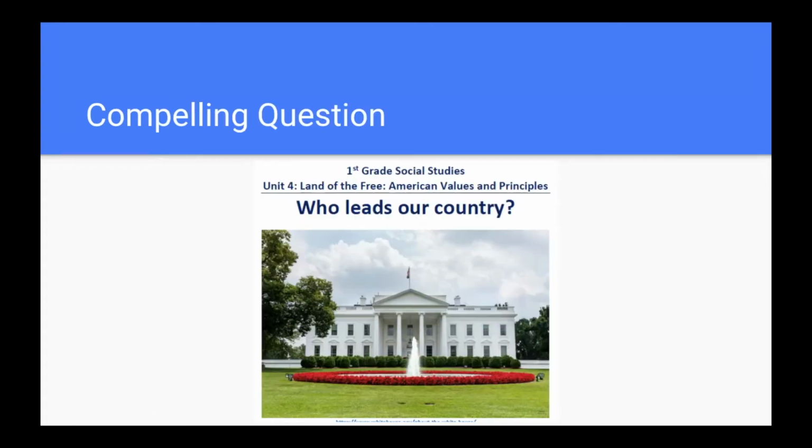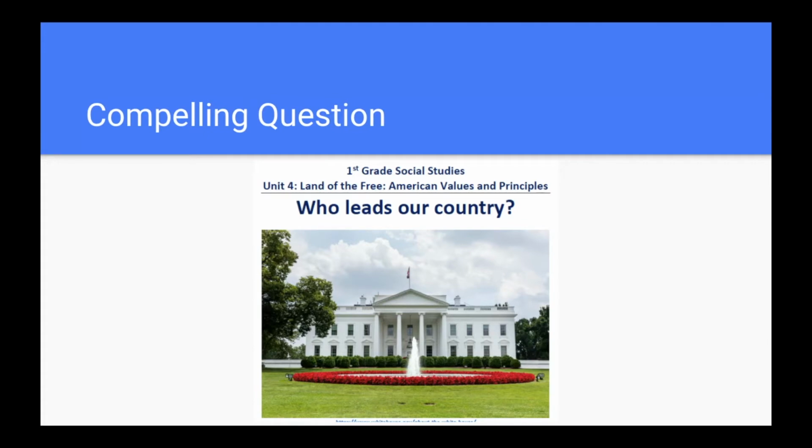But first, let's think about the compelling question, who leads our country? I already know from the performance task preview that we're going to be learning about the president, so I know that the president leads our country. But I also know that there are a lot of other people that work with him. I wonder what the president does to lead our country.